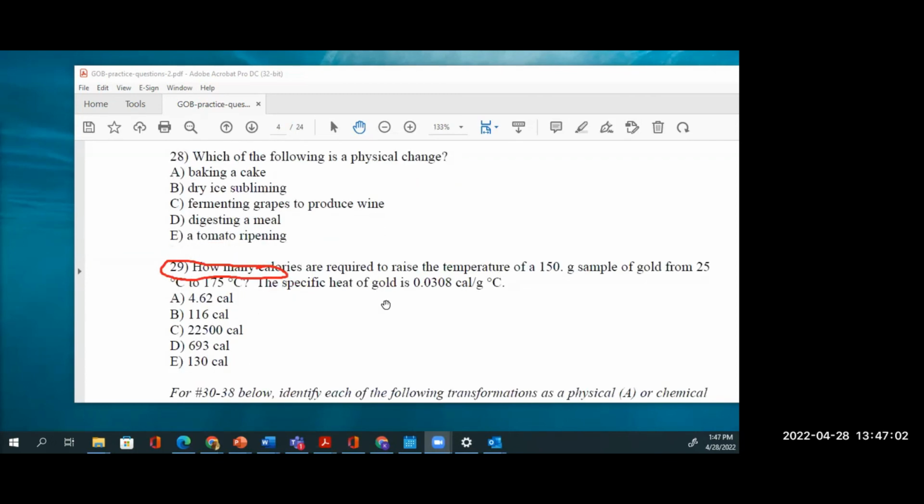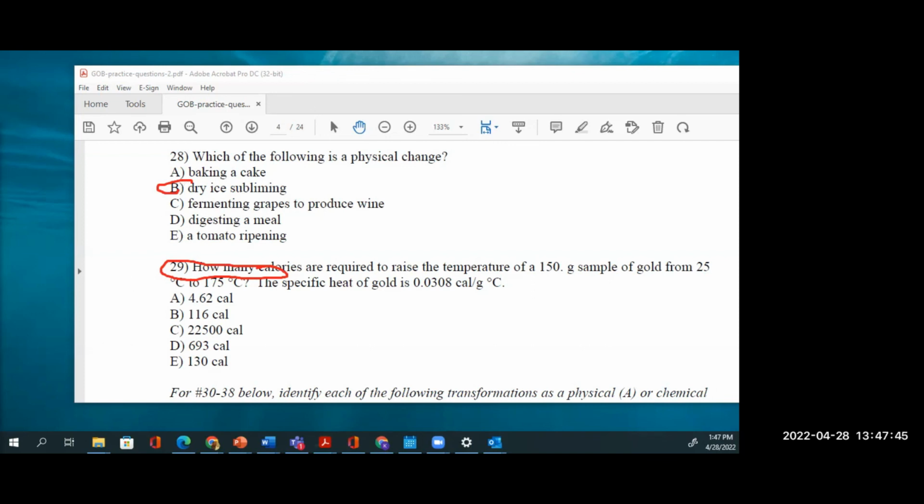Which of the following is a physical change? A, baking a cake. B, dry ice subliming. C, fermenting grape to produce wine. D, digesting a meal. E, a tomato ripening. What did you say? The correct answer is B, right? Because we're going from dry ice, which is carbon dioxide, to carbon dioxide gas, so that's a physical change.